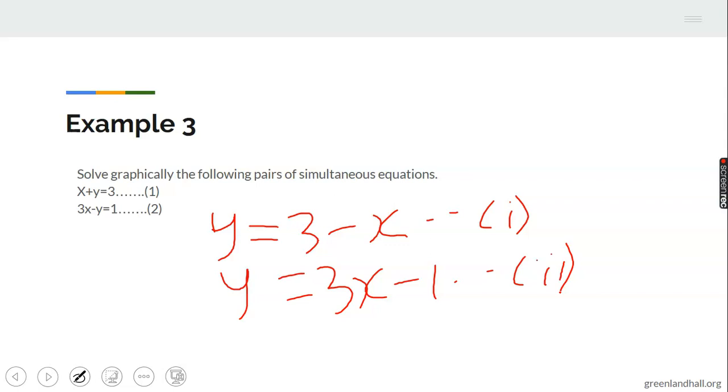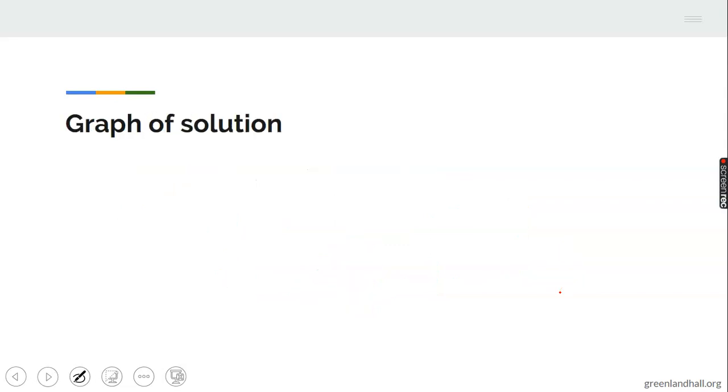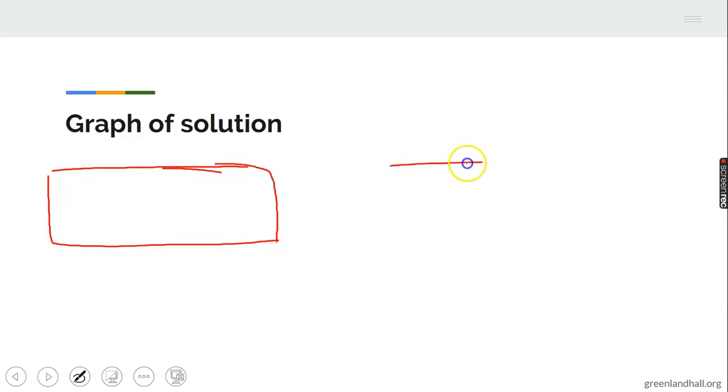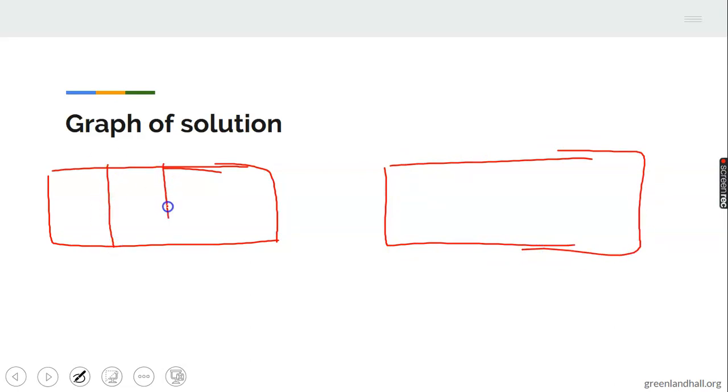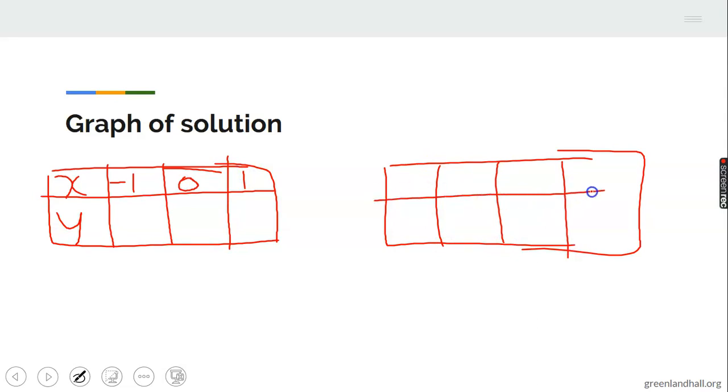Then the next thing you do is your table of values. Just use a very simple table of values, a very simple one that will not be cumbersome for you. So this is x, this is y: minus 1, 0, 1. Then this is x, this is y: minus 1, 0, and 1.